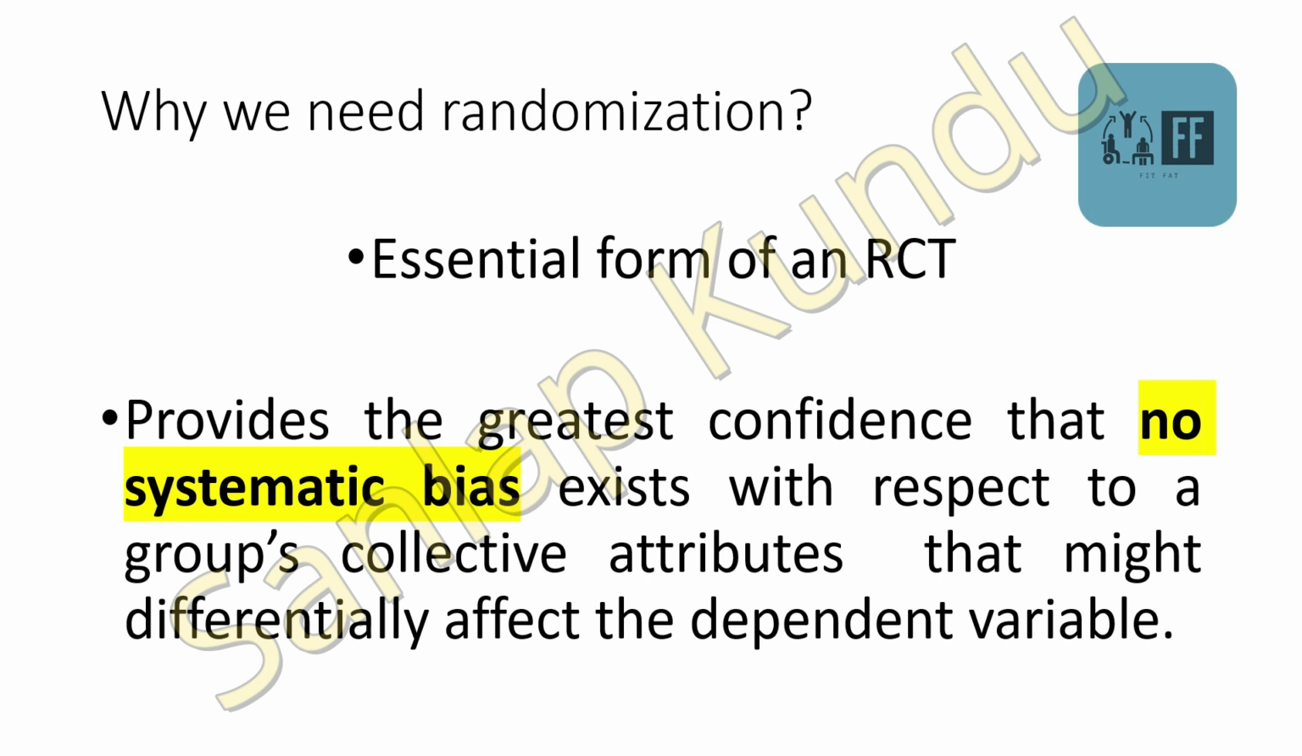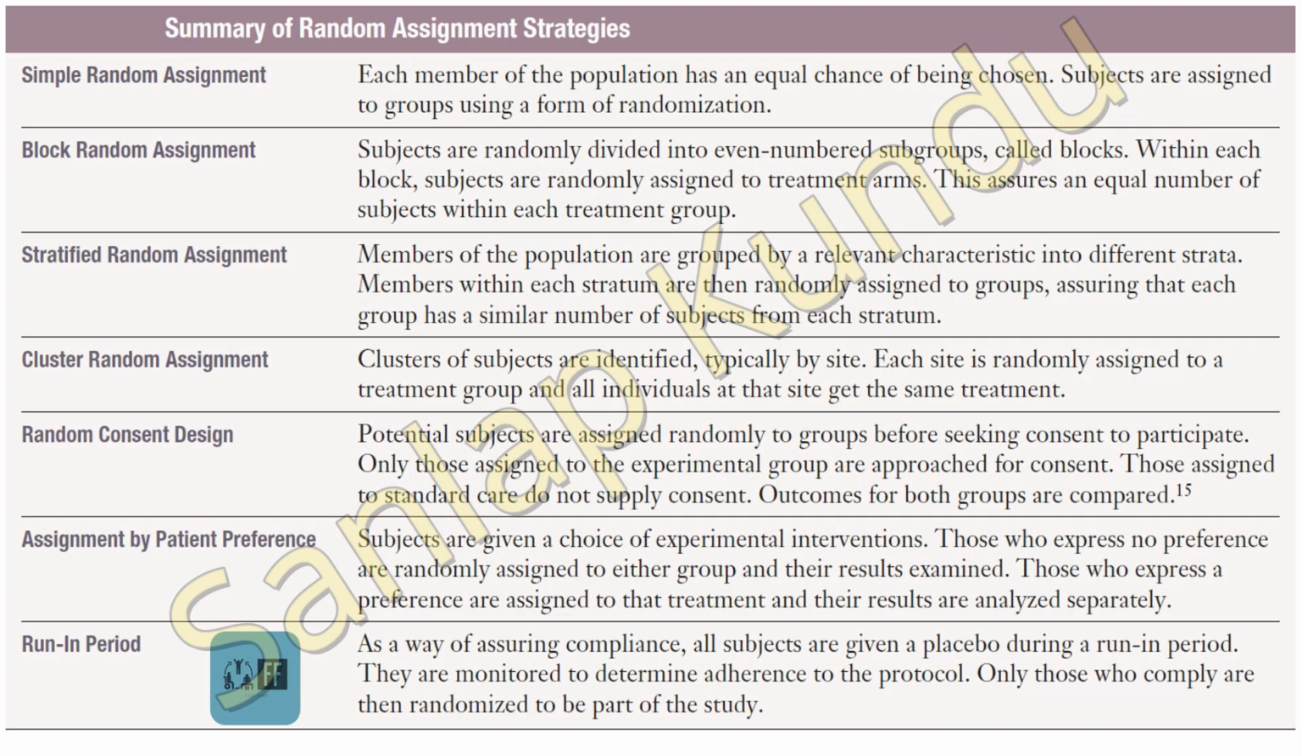So, if we can assume that groups are equivalent at the start of an experiment, then we can have the confidence to say that differences observed at the end of the study are due to the experimental intervention and no other confounding factors. There are several types of randomization techniques. Here are the ones which are used commonly.